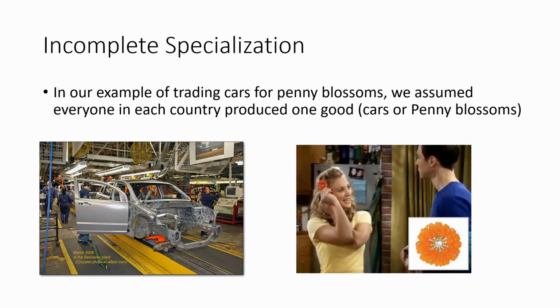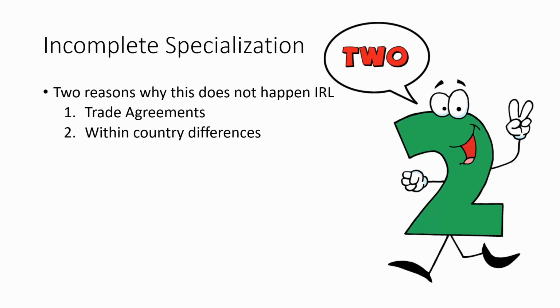In our example so far, we've used trading cars for penny blossoms. This assumes that everyone in each country produces only one good, either cars or penny blossoms. This is called complete specialization, and there's two main reasons why this doesn't happen in real life. They're trade agreements and within country differences.